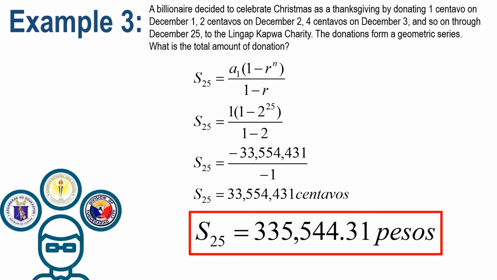Now, converting 33,554,431 centavos to pesos will give me 335,544 pesos and 31 centavos. So the billionaire was able to donate this amount from December 1 to December 25 to the Lingap Kapwa charity.